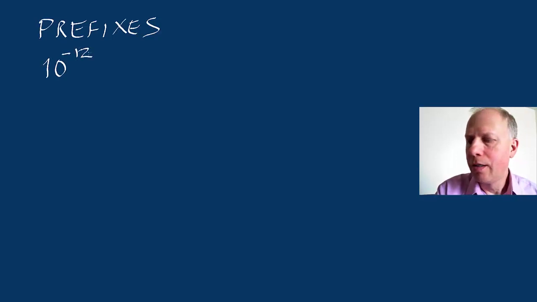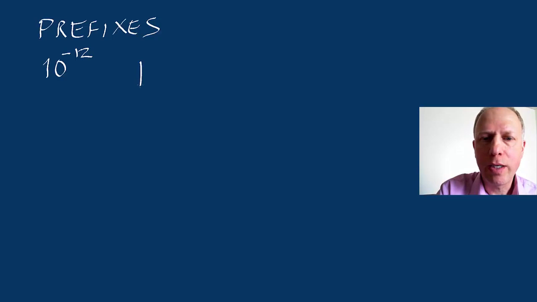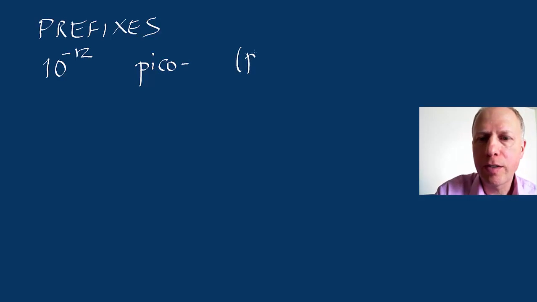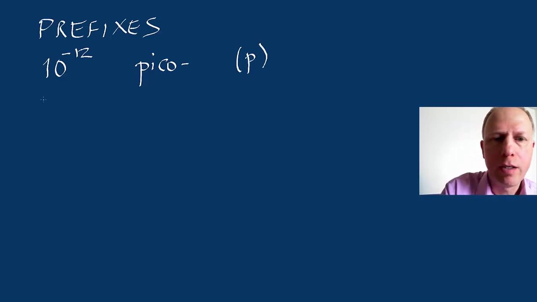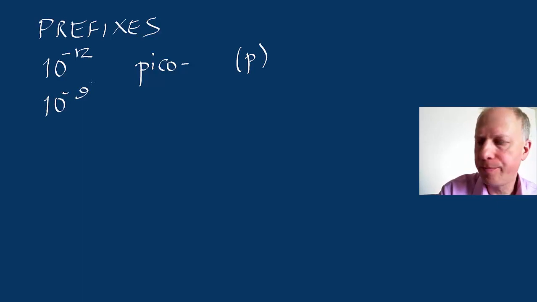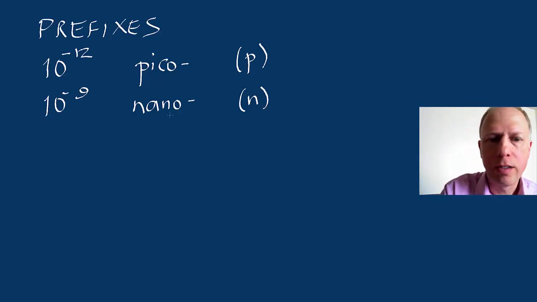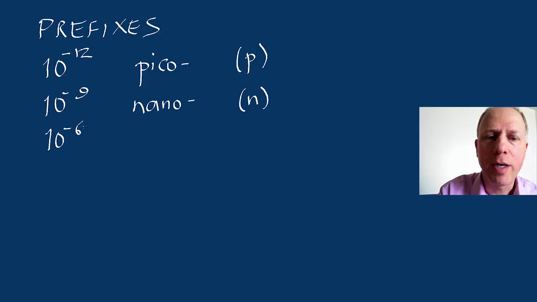So the factor of 10 to the minus 12 is referred to with the prefix pico, which is abbreviated with a small p. 10 to the minus 9 is nano, small n. On the quiz, you need to spell the units, the prefixes correctly. 10 to the minus 6. You also need to know the power of 10 and the abbreviation.